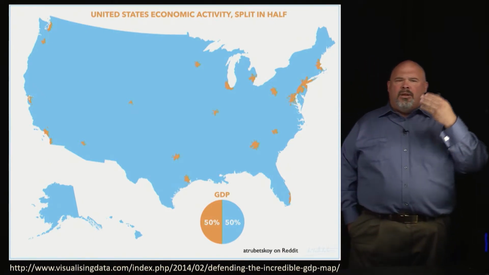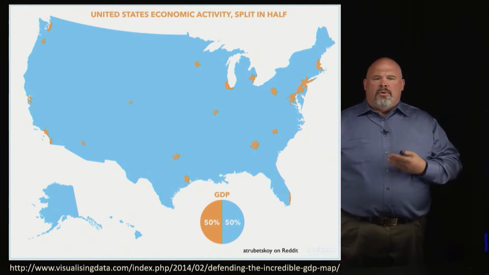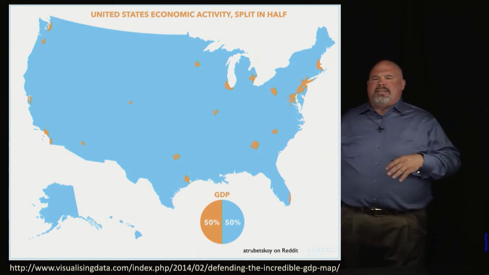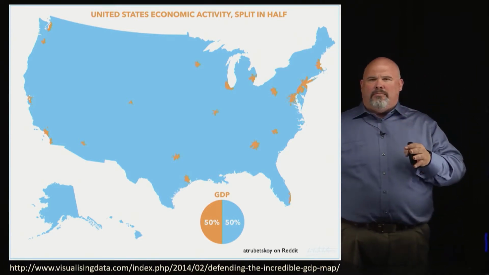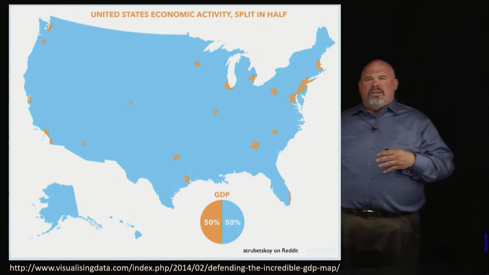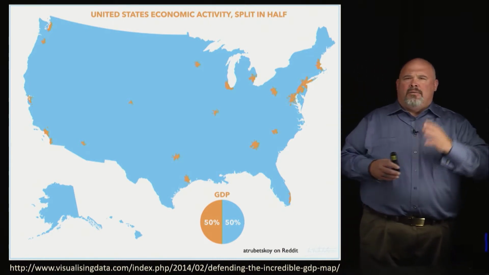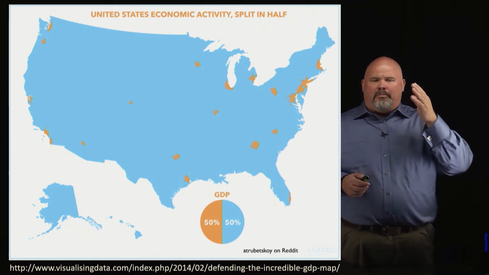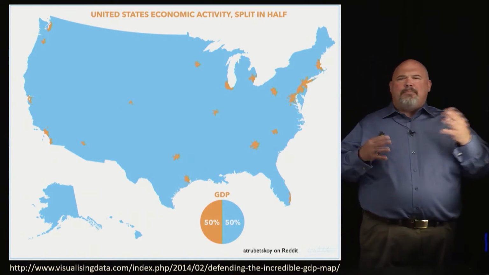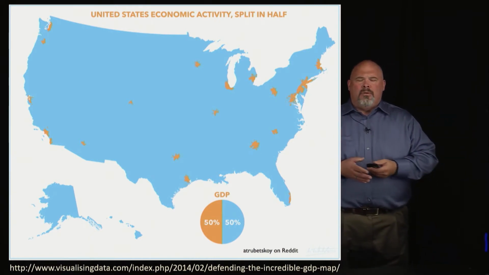And this is saying the United States economic activity split in half. Again, we're using two colors, so we're implying that all of the area of the United States that's blue is exactly the same, and all of the orange is exactly the same, and the orange is all very different from the blue. We're assuming that the blue area is more different than the orange, than is any part of the orange different from itself? And that may or may not be true.